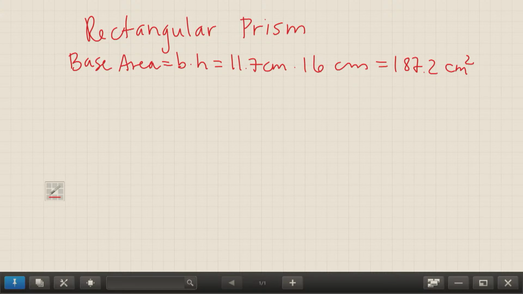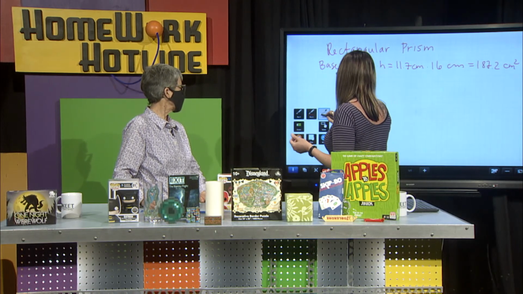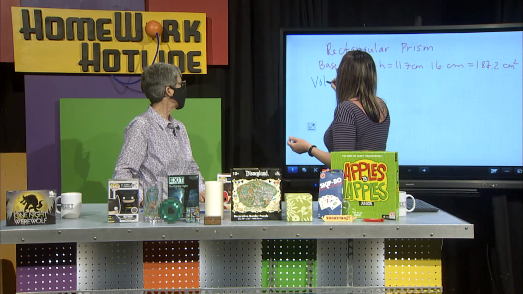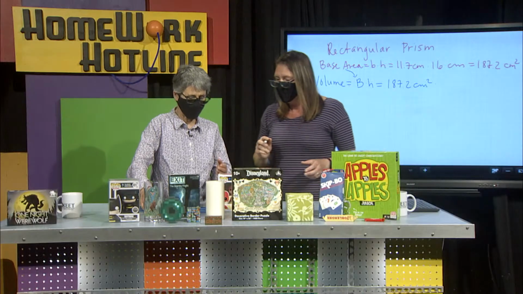Now what's cool is we can use that base area for both our surface area and our volume. So I'm going to switch colors, and we're going to do volume. Volume is always base area times height. That's this base area, and typically they call it big B. I've seen capital A too, but I've mostly seen capital B. Times the height of the whole entire prism. So this is a different height, but we'll keep going. So volume is base area, which is 187.2 centimeters squared, times the height of the whole prism. Is the height what we already just measured?